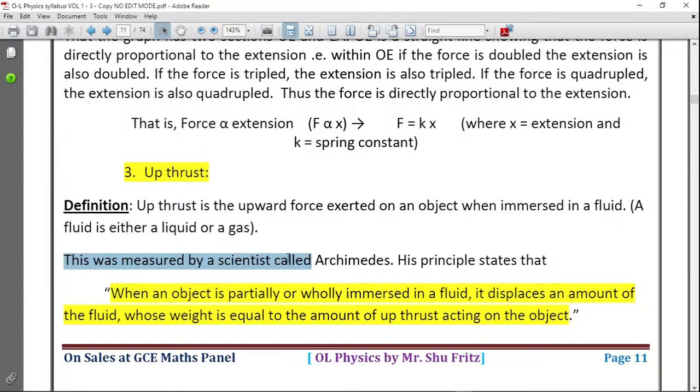And upthrust was measured by a scientist called Archimedes. We will talk about Archimedes' principle, like a song that we usually sing in Form 1 and Form 2. Archimedes' principle states that when an object is partially or wholly immersed in a fluid, it displaces an amount of the fluid whose weight is equal to the amount of upthrust acting on the object.